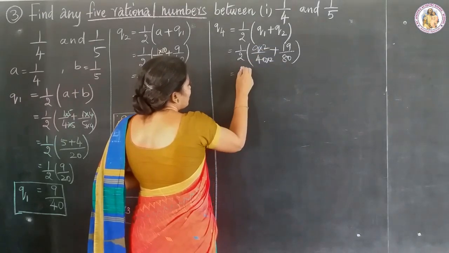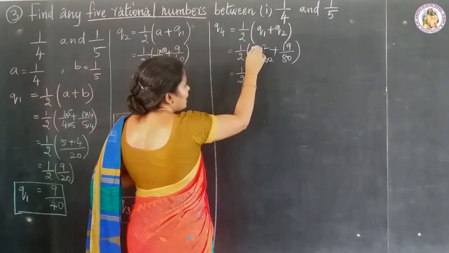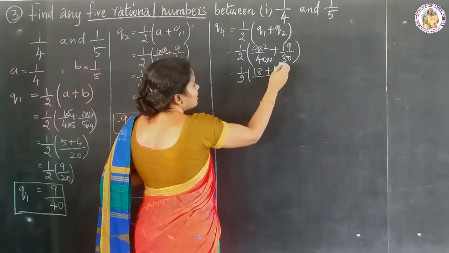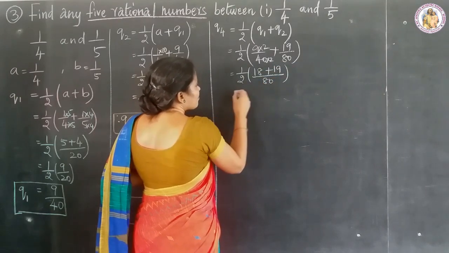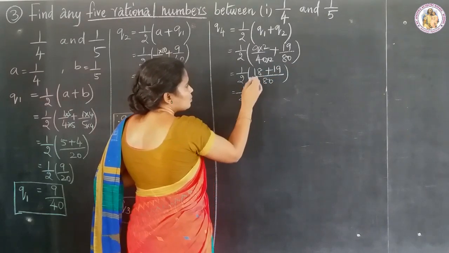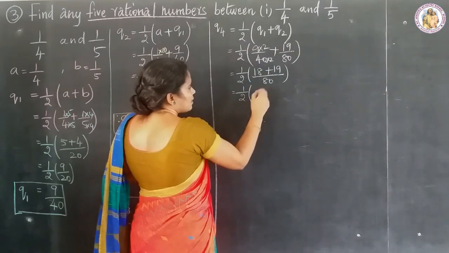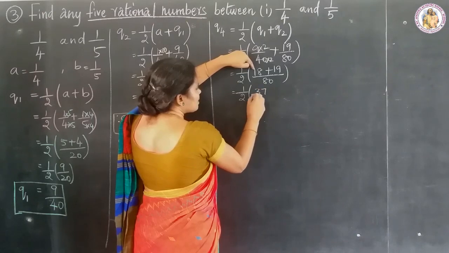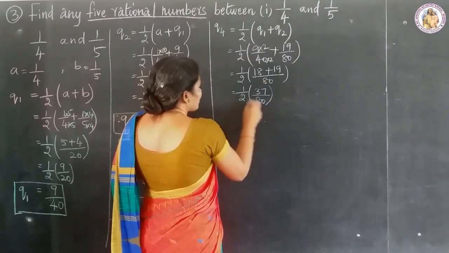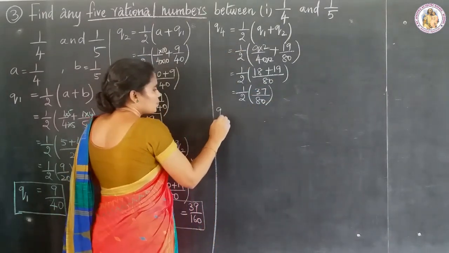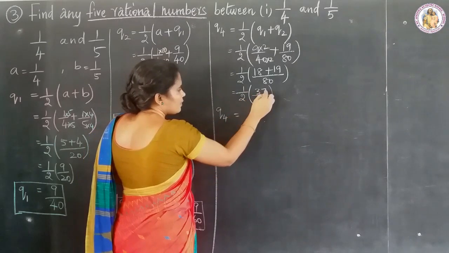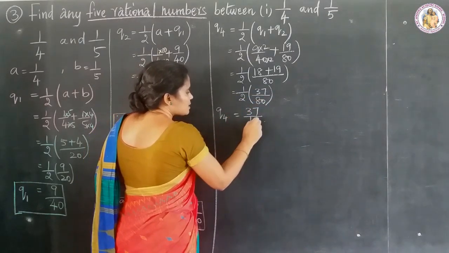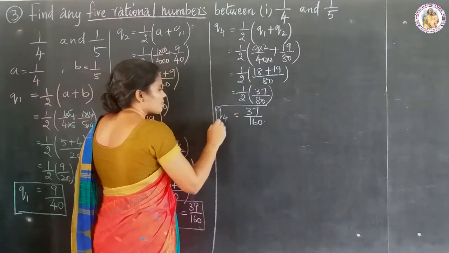Goes to the numerator also. So 1 by 2, 9 twos are 18. 18 plus 19 divided by 80 is equal to 1 by 2, 37 by 80. Therefore Q4 is equal to 37 ones are 37 by 8 twos are 16, 0.